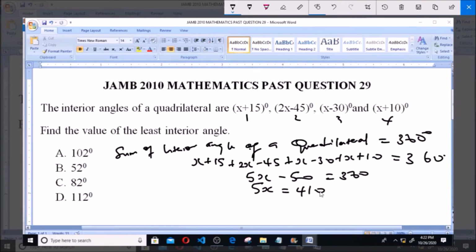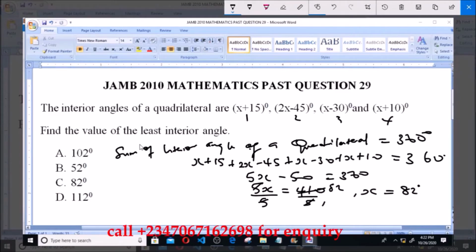So to get the value of x, we simply divide both sides by the coefficient of x, which is 5. This 5 cancels the 5 here, and 410 divided by 5 is equal to 82. So that means x is equal to 82 degrees. So the value of x is 82 degrees.